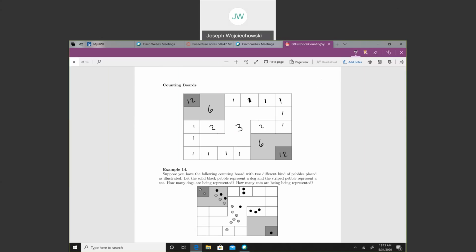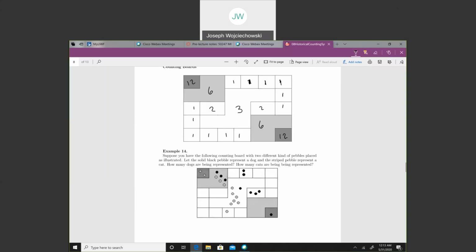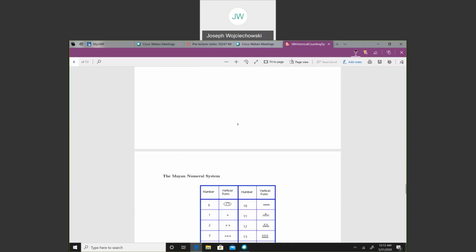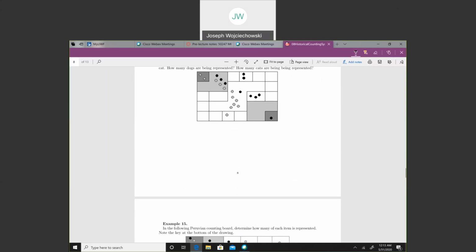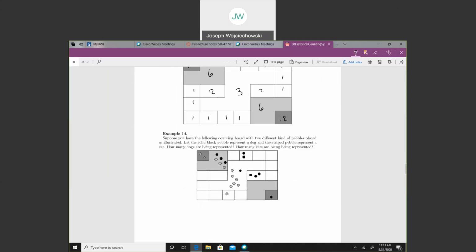So let's look at this problem here and see what we got going on. Suppose you have the following counting board with two different kinds of pebbles placed as illustrated. Let the solid black pebble represent a dog and the striped pebble represent a cat. How many dogs are being represented? How many cats are being represented? So how many dogs? Let's look at dogs.